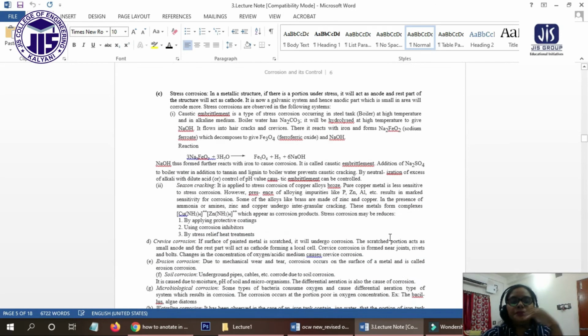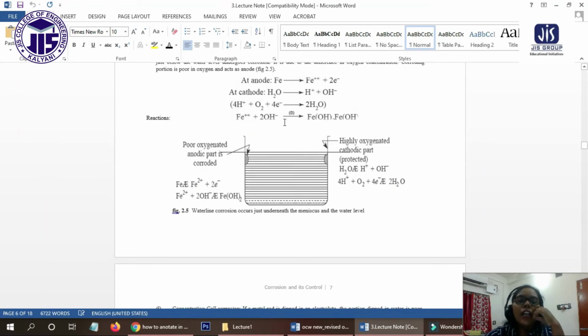Next we have water line corrosion. What is water line corrosion? If we are keeping water in an iron tank, and this iron tank is half filled with water, after so much time you can see that just below the water level some of the metal surface will be corroded. Why? Because some of the metal surface is open to air, and some of the metal surface is below the water layer.